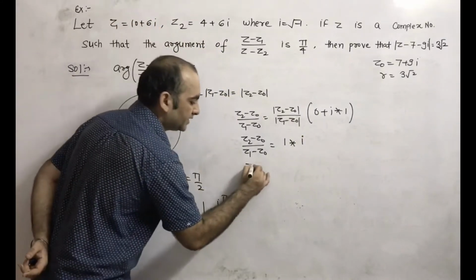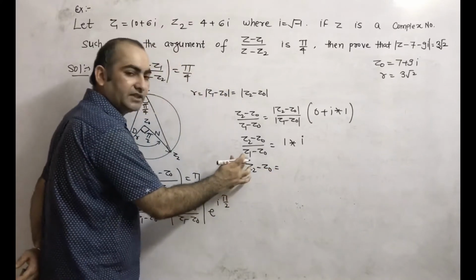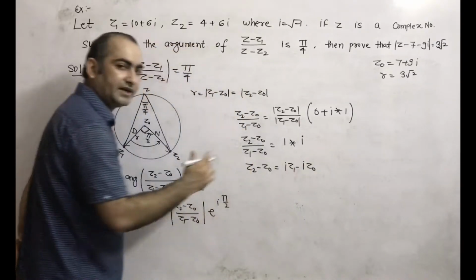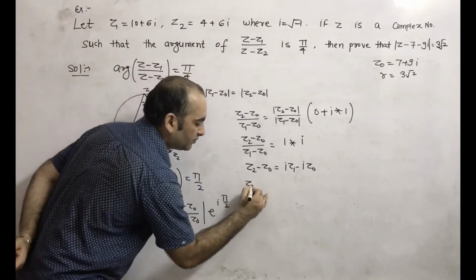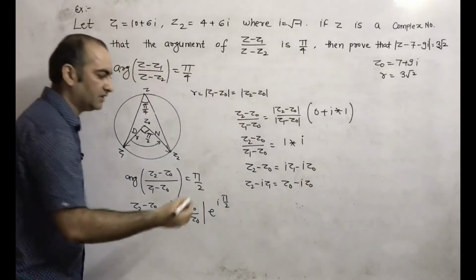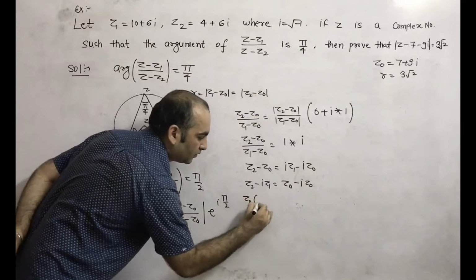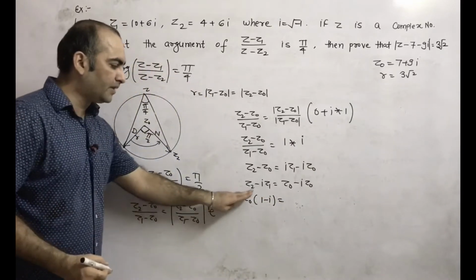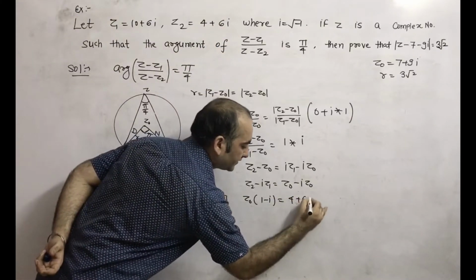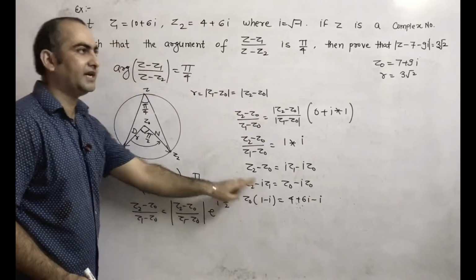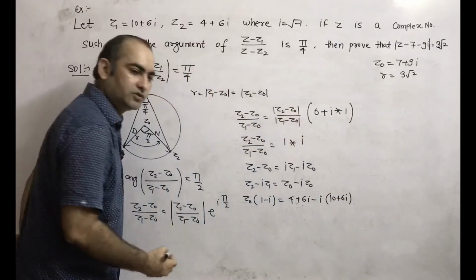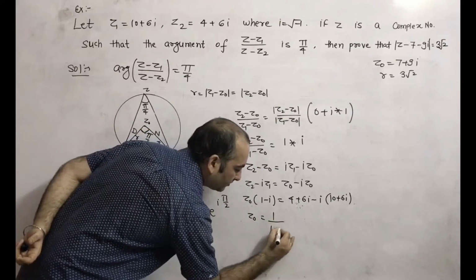So if you simplify this, z2 minus z naught equals, taking this to this side, iota z1 minus iota z naught. Taking z naught to this side, z2 minus iota z1 equals z naught minus iota z naught. Okay, so this will come out. Writing this on this side, z naught we take common: 1 minus iota. z2 is 4 plus 6 iota, 4 plus 6 iota minus iota z1, z1 is 10 plus 6 iota, 10 plus 6 iota. This will come. So from here z naught equals 1 divided by (1 minus iota).